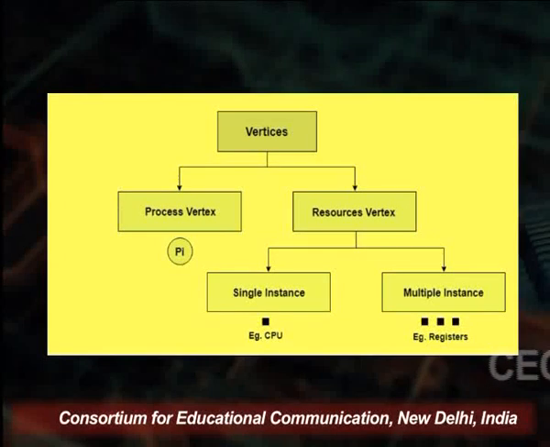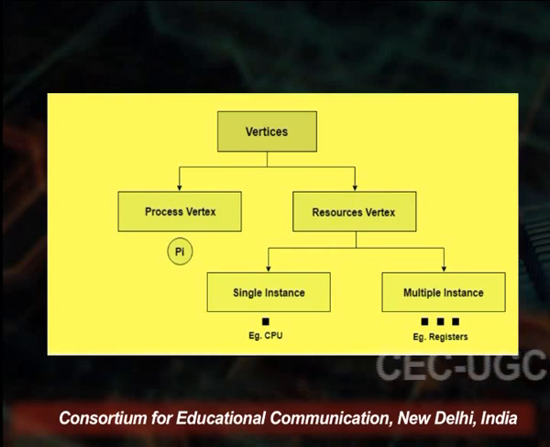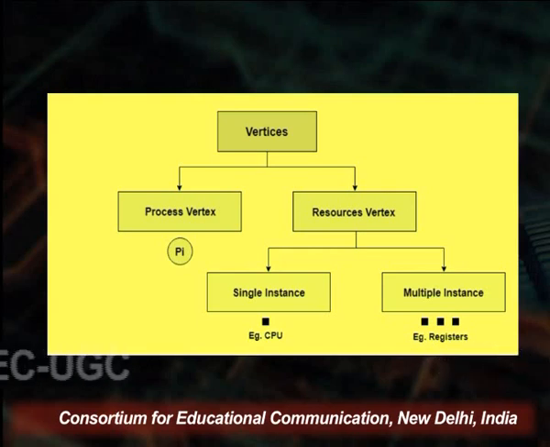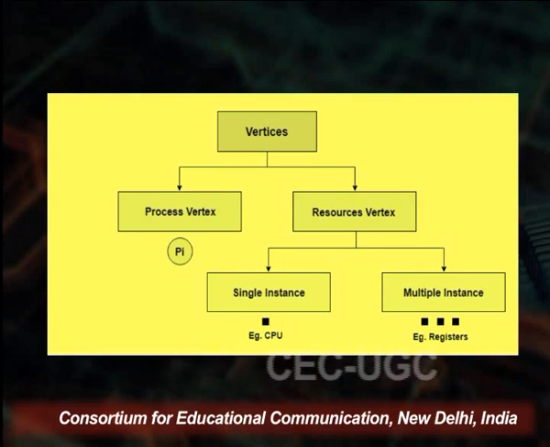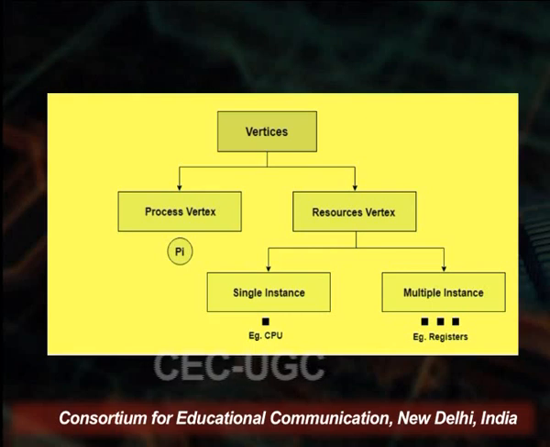Now if we see this using a figure, we have vertices of two types: the process vertex and the resource vertex. Within the resource vertex we also have two categories: single instance and multiple instance. Let us try to understand this. What is single instance and multiple instance?